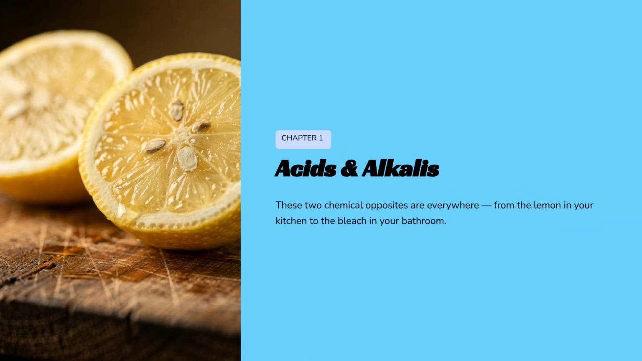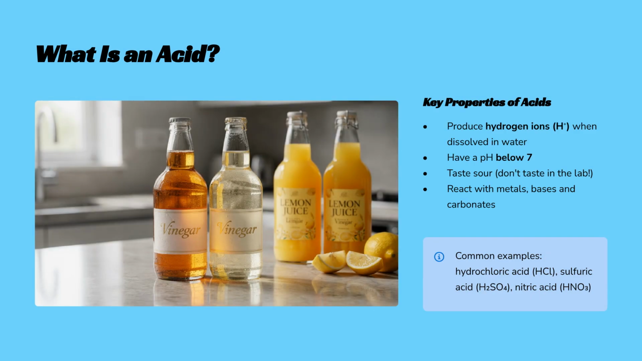These chemical opposites are found everywhere, from lemons in your kitchen to bleach in your bathroom. An acid is a substance that produces hydrogen ions when dissolved in water and has a pH below 7. Key properties include a sour taste and reactivity with metals, bases, and carbonates.